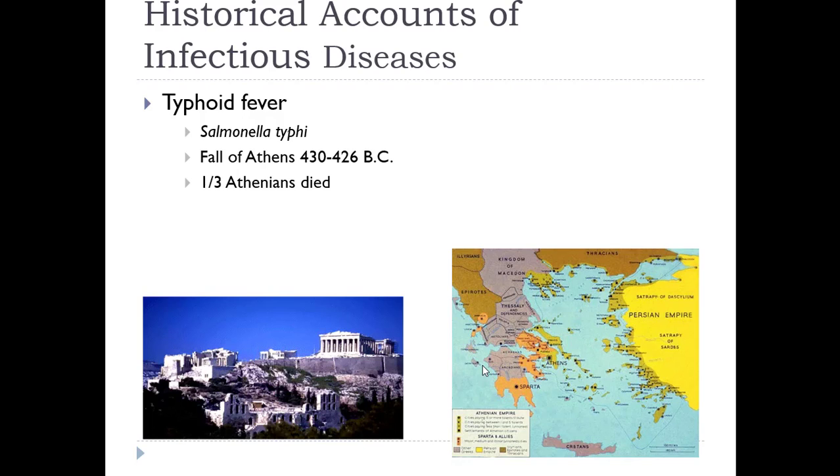Historical counts of infectious diseases. So typhoid fever happened in Greece. Don't really know a whole lot about this backstory, so I won't go into it, but it looks like it was pretty devastating. And there's a little map of that area at the time, the Persian Empire and the Kingdom of Macedon. It's interesting how there were so many different places.